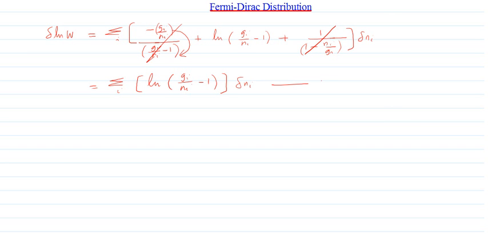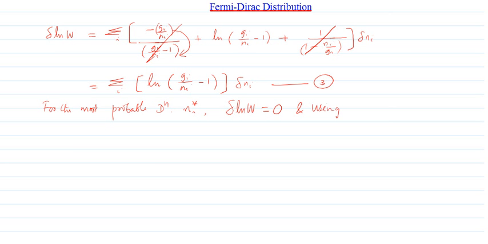Let me call this one equation number 3 as usual. Now for the most probable distribution, that is our aim finally, the most probable distribution, we can call it ni star, delta of log w should be equal to 0.